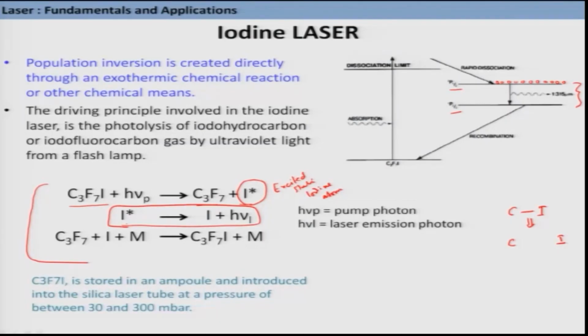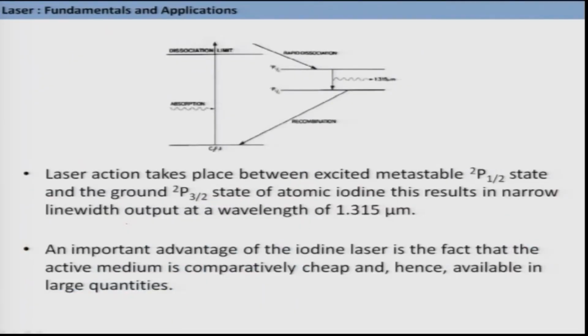Now some practical considerations. This molecule C3F7I is stored in a small ampule and introduced into the laser, and the pressure is kept between 30 and 300 millibar, and you ultimately achieve the lasing action. I have already discussed this part.